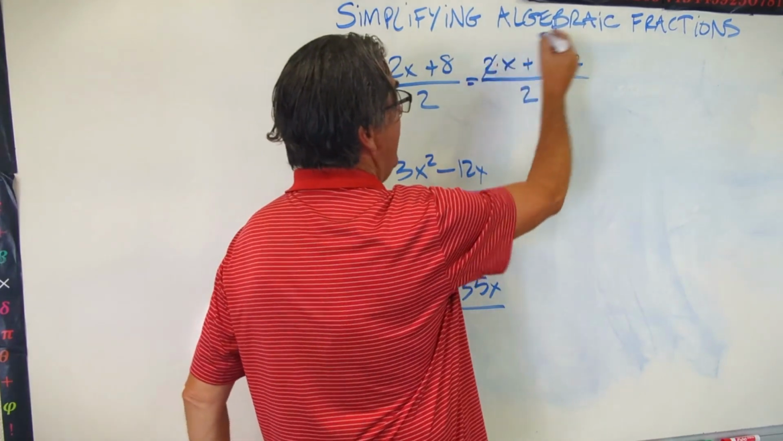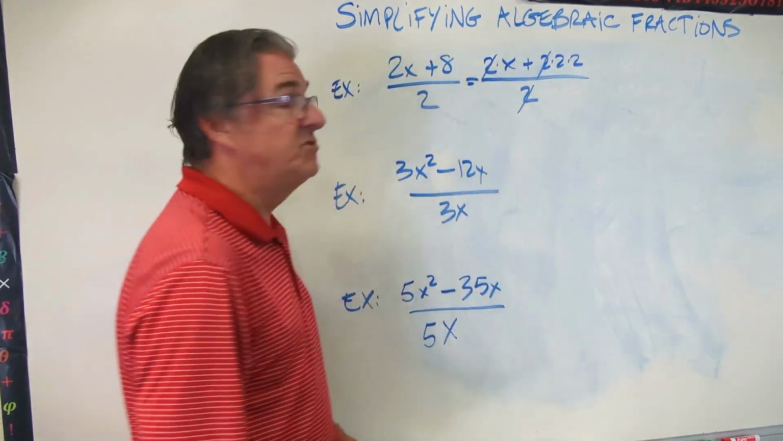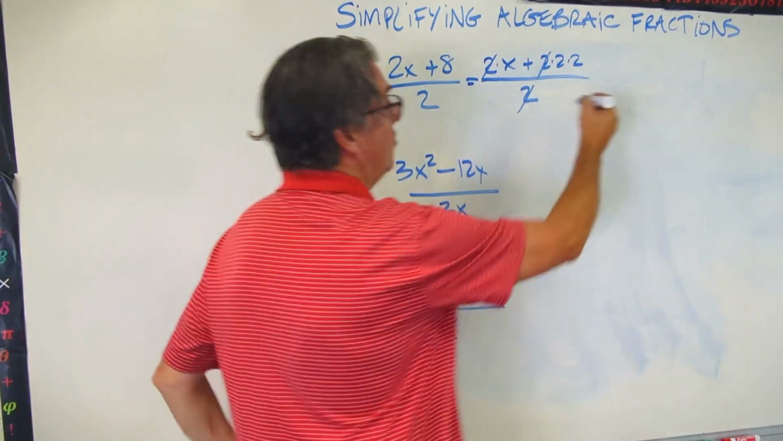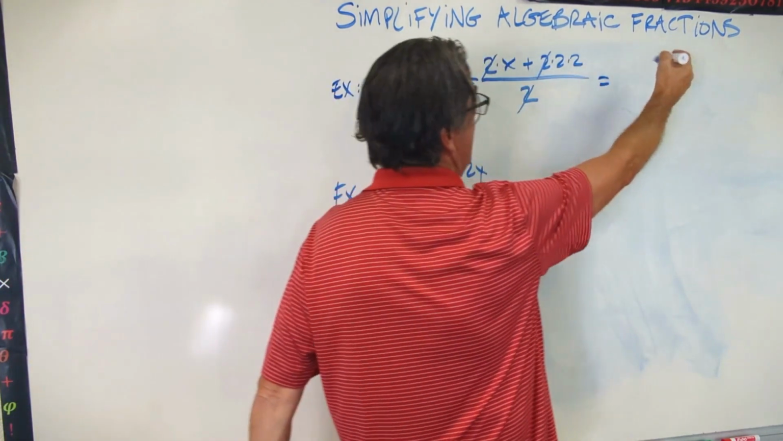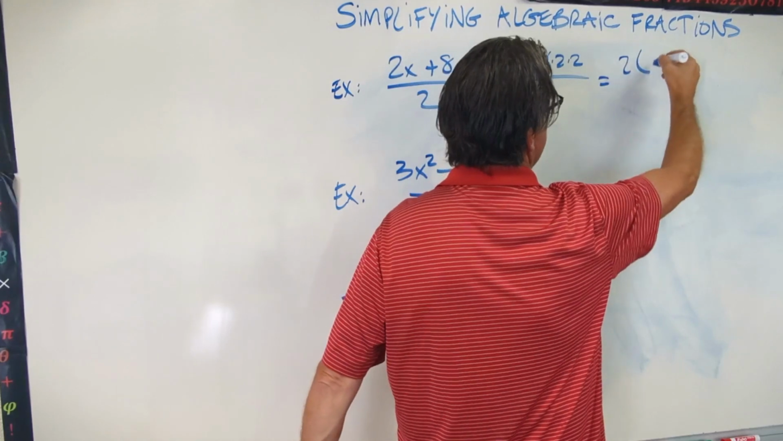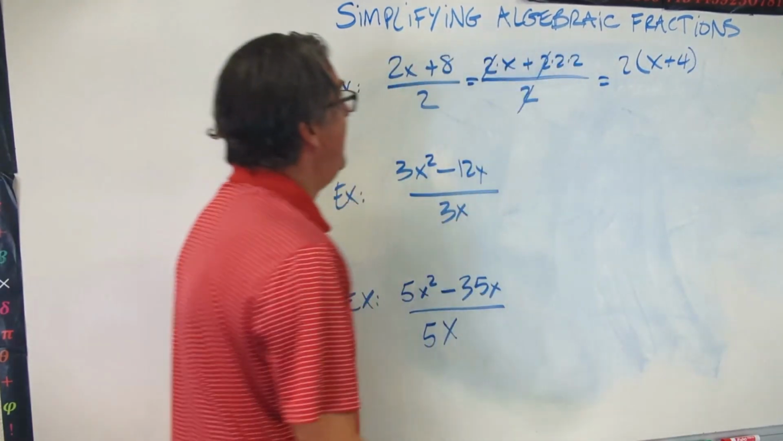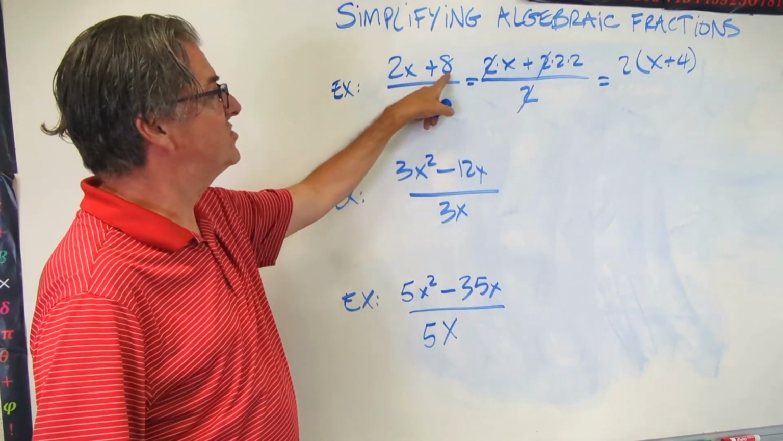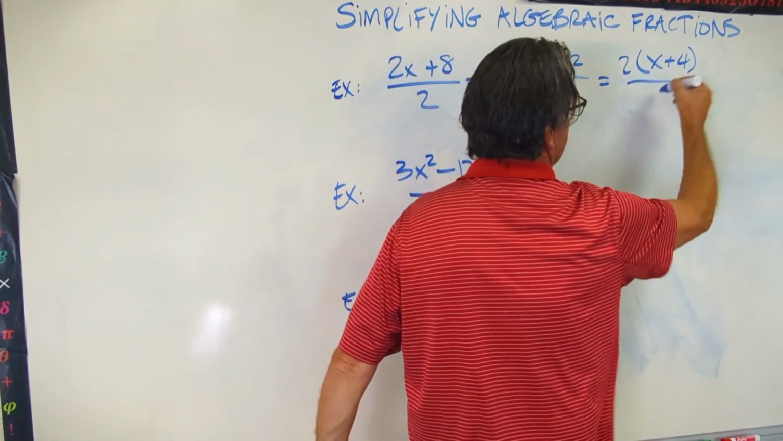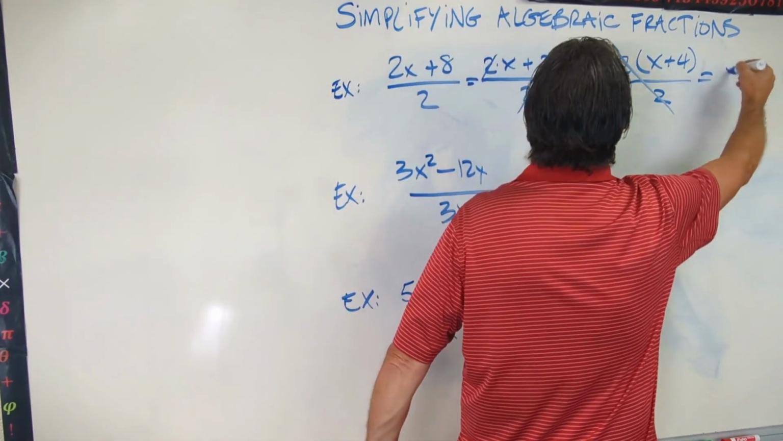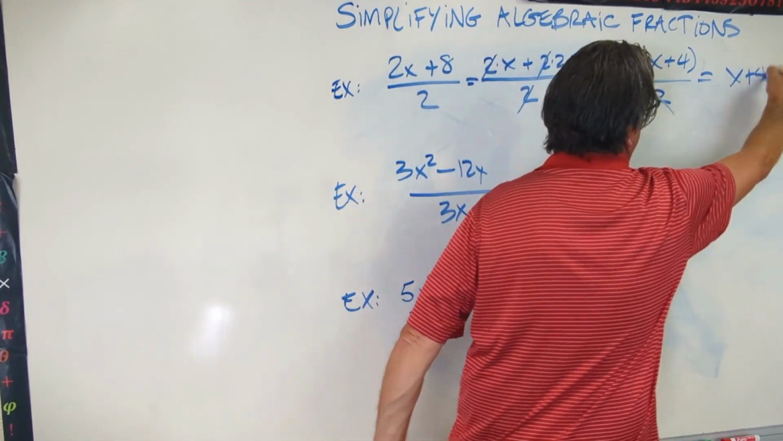So I'm going to cancel that and that and that. So I'm doing that all at once. Now there's another way to see this. What I could do is just write the top as 2 times x plus 4. That's factoring a 2 out of each of these terms, and then that would also be over 2, and I would cancel those 2. Either way gets me to x plus 4.